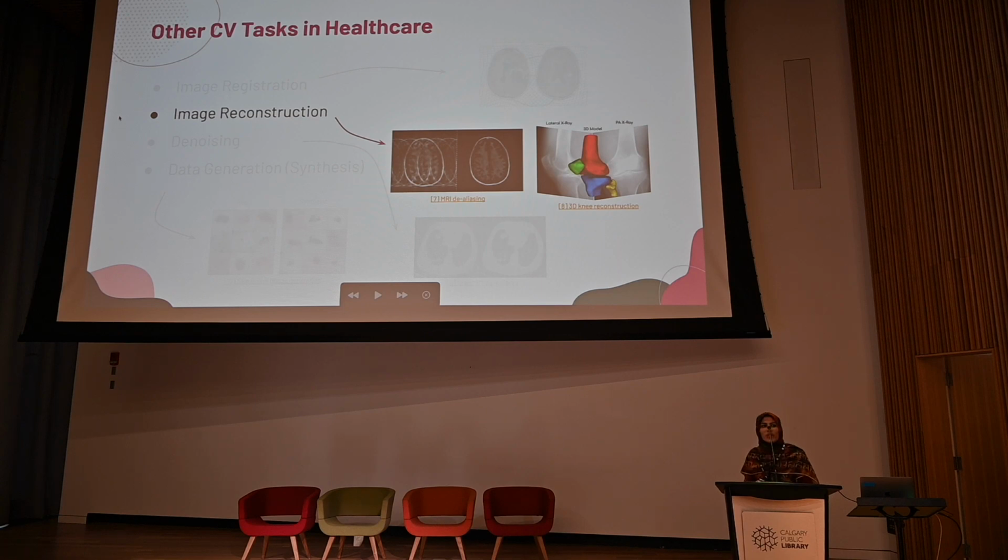Next is image reconstruction, which as its name shows, means obtaining high quality images, so having a more constructive and useful image for the human observer. So there are two forms of image reconstruction, one 2D and one 3D. As a 2D example, you can see removing aliasing from an MRI brain. And for the 3D one, I put a 3D reconstruction of a knee from X-ray images.